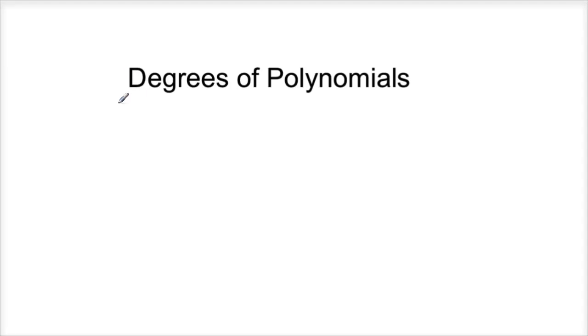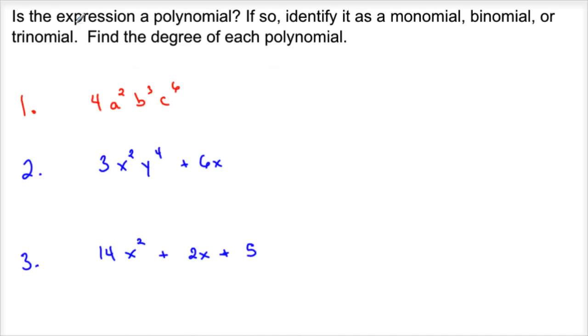Okay, so in this lesson, we're going to be talking about degrees of polynomials, and whether the expressions are polynomials or not. Let's take a look at some examples here. So the first question here: is the expression a polynomial? If so, identify it as a monomial, binomial, or trinomial, and then find the degree of each polynomial. Okay, so let's take a look at our first one.